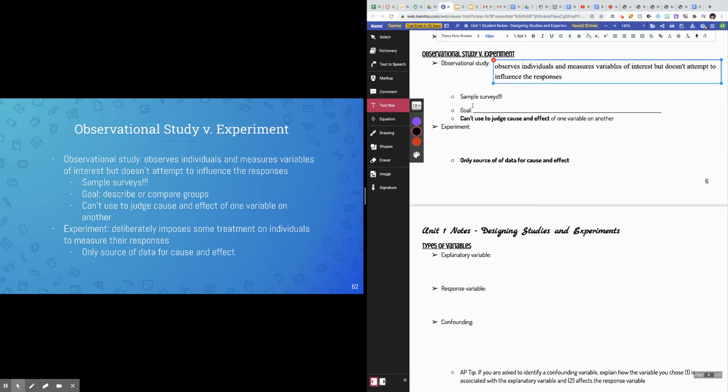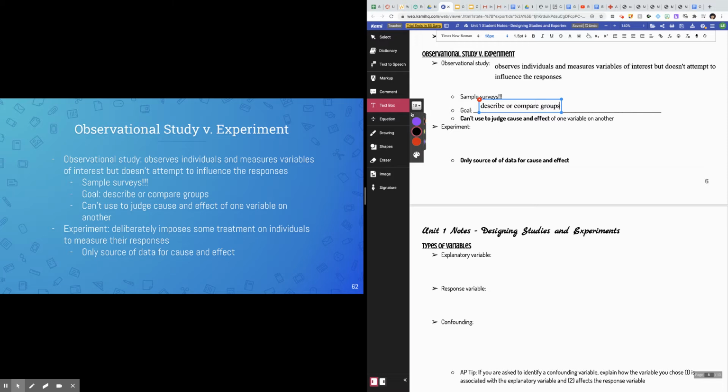Okay? Most of the time, that happens with sample surveys. Okay? The goal of an observational study is to describe or compare groups. That's all you're doing. You're just trying to get data on a group to be able to compare two different groups, or to write a report on something, or to describe them. Okay, right?